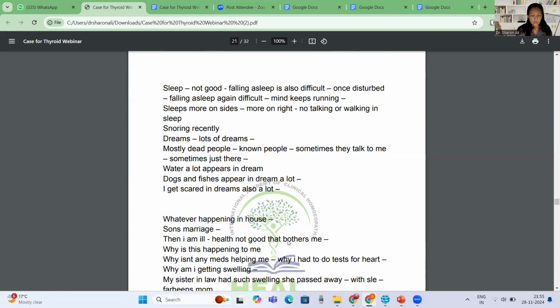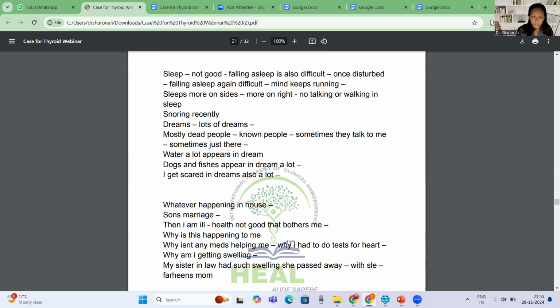So then we asked her, what's happening in the house? Okay, because now we know that this is a recent issue. It's only been 3 months. After that, she started getting this swelling here, there, and the other, which is the main complaint she has. And she also got detected with thyroid at the same time. Okay.